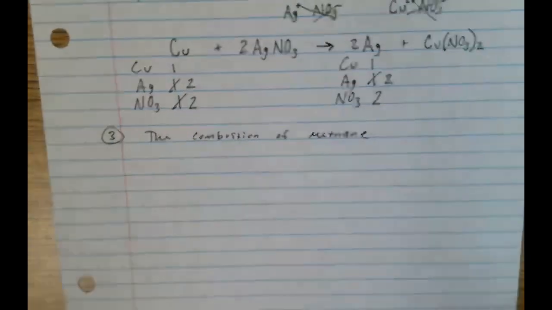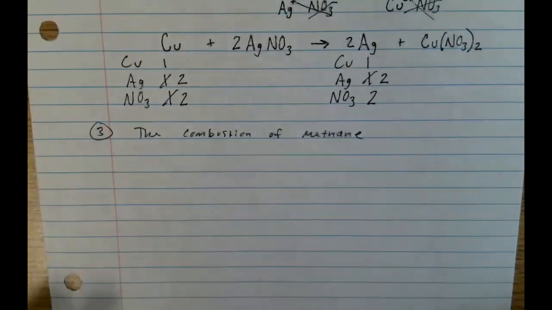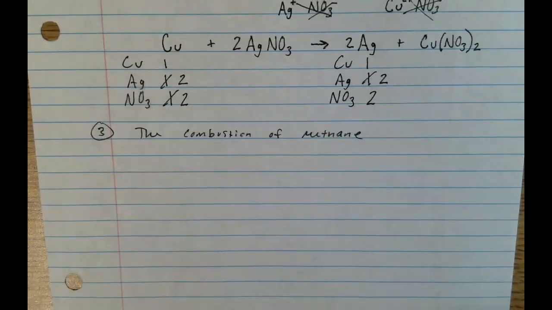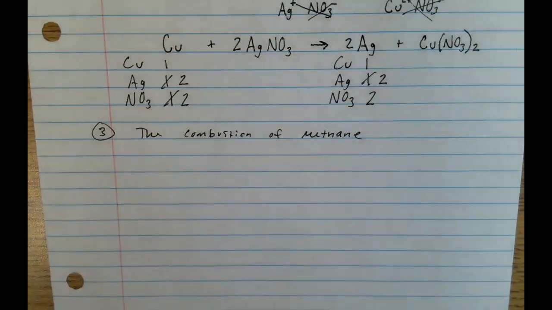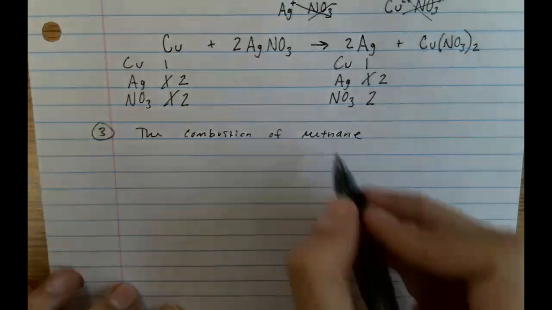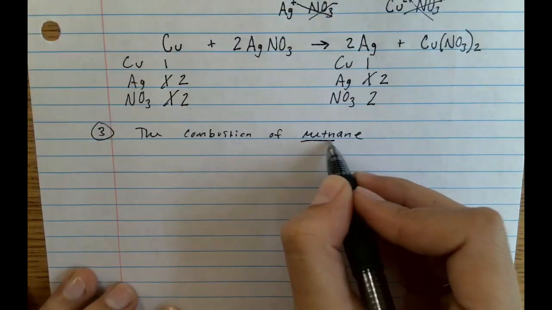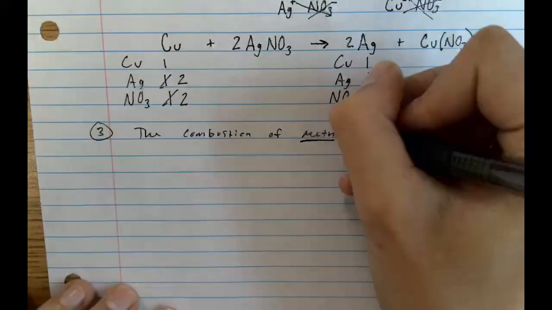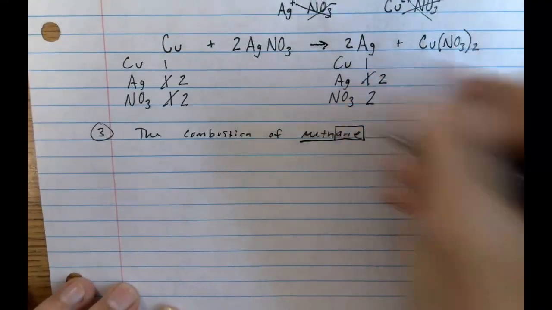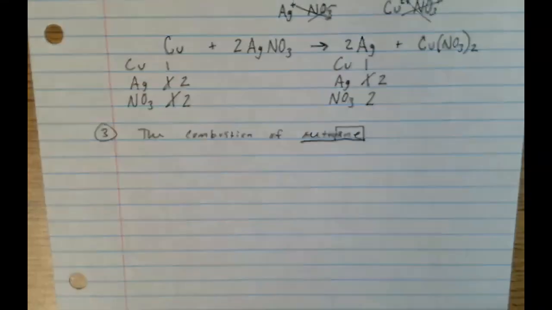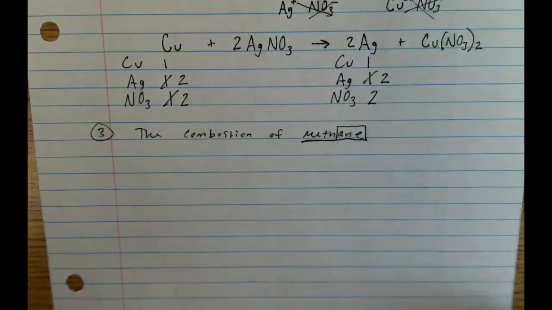So last but not least, we have a combustion reaction. A combustion reaction is when you have a hydrocarbon reacting with oxygen gas to form carbon dioxide and water. So first things first, we have to figure out what methane is. So because it's organic, the name for the hydrocarbon is going to tell you how to figure out the chemical formula.